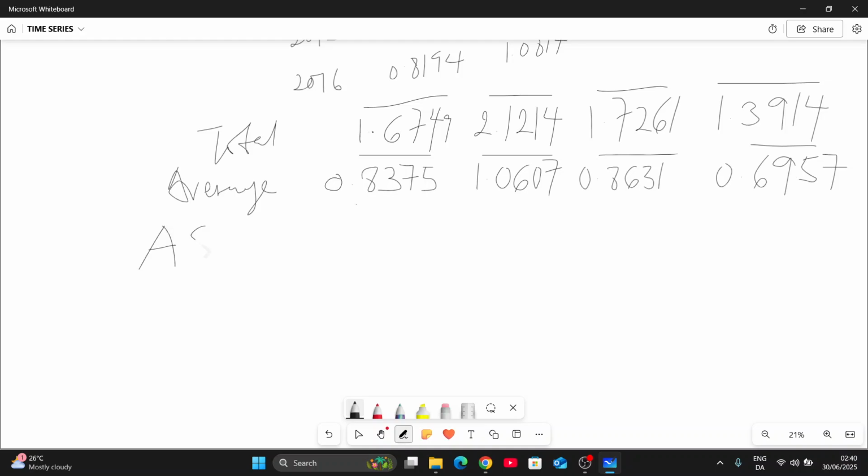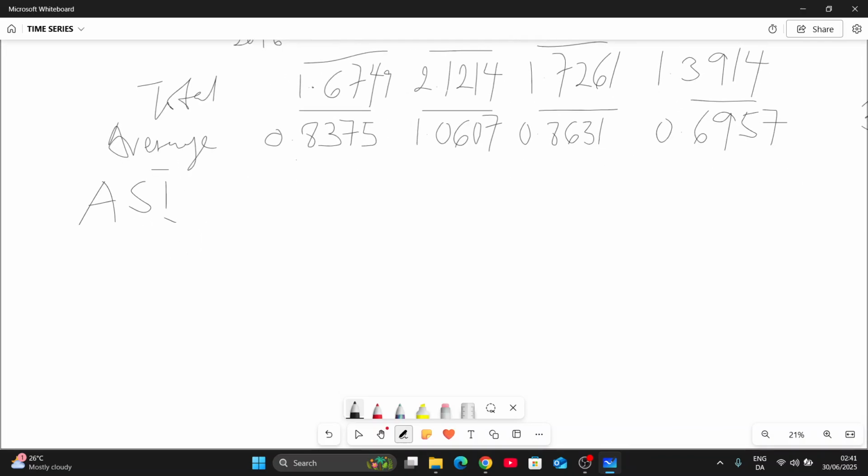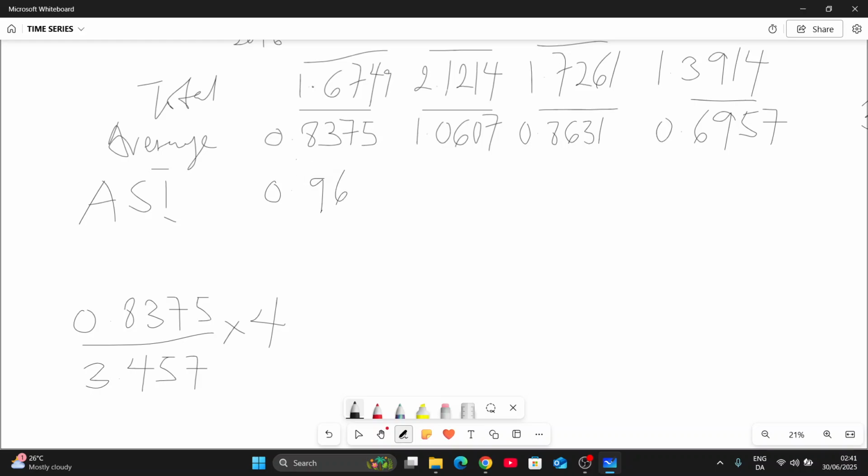So we are going to have the adjusted seasonal index. This is how we adjust it. We are going to pick each of the individual averages. So for the first one, 0.8375 divided by the total, which we had, 3.457, times 4, because we are adjusting it to 4. So 0.8375 divided by 3.457 times 4 is giving us 0.9691.